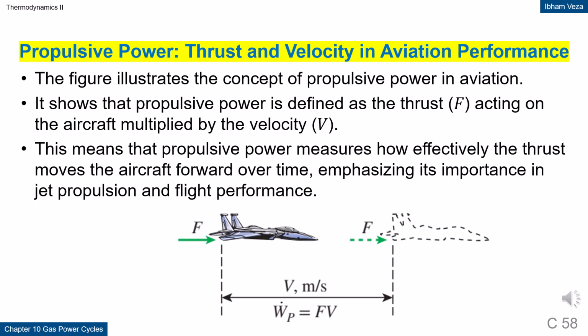Propulsive power, thrust and velocity in aviation performance. Propulsive power is defined as the product of thrust and aircraft velocity, P equals F times V in plain text form. This quantity shows how fast energy is being used to move the aircraft. The greater the thrust or the velocity, the greater the propulsive power. This concept helps link force analysis with energy analysis. In aircraft design, both thrust and velocity are equally important.